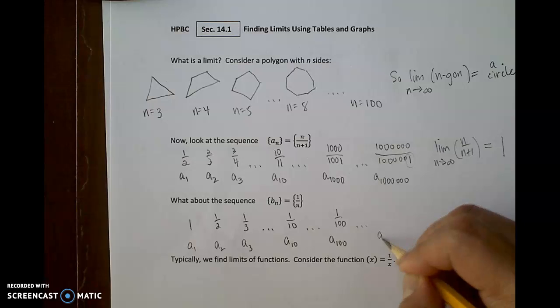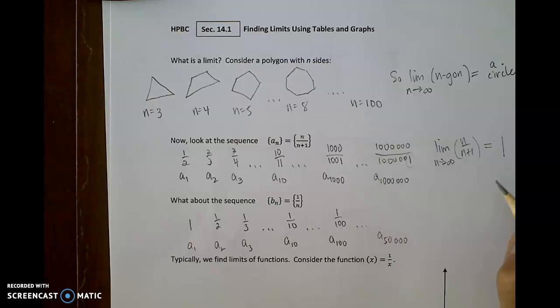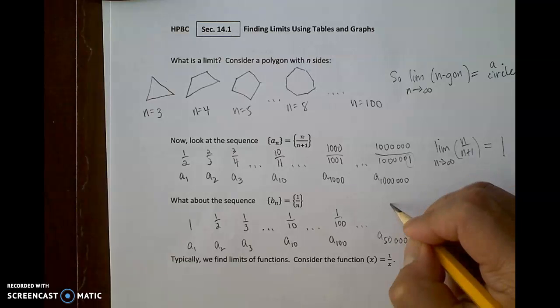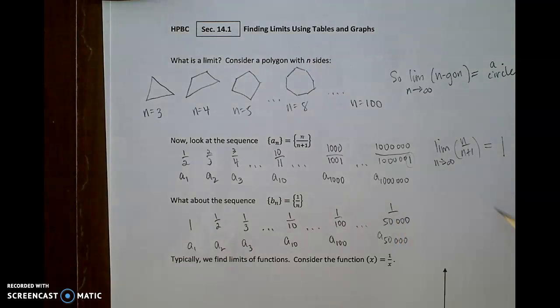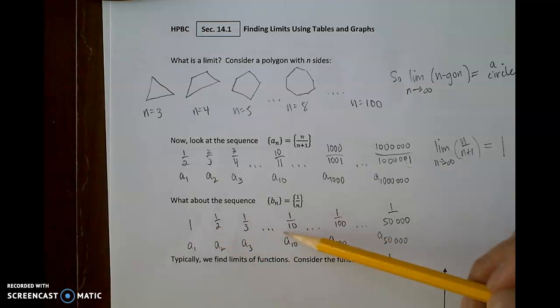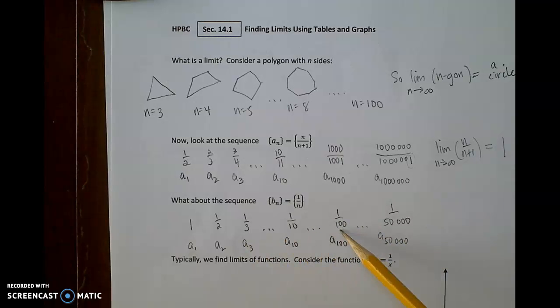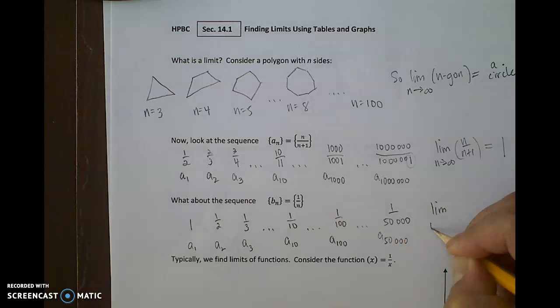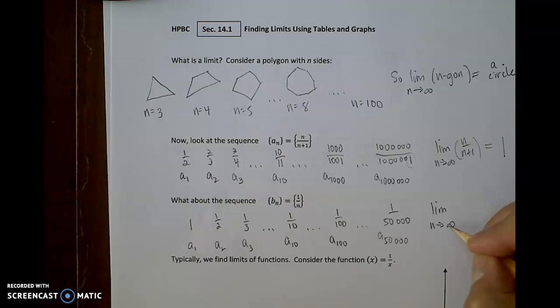If I went over to the 50,000th term, what's happening? Well, as we move from one term to the next, as the term number increases, the value of the term is getting smaller and smaller and smaller, to the point where, as n gets to some really huge number, infinity, this expression is getting closer and closer to 0.